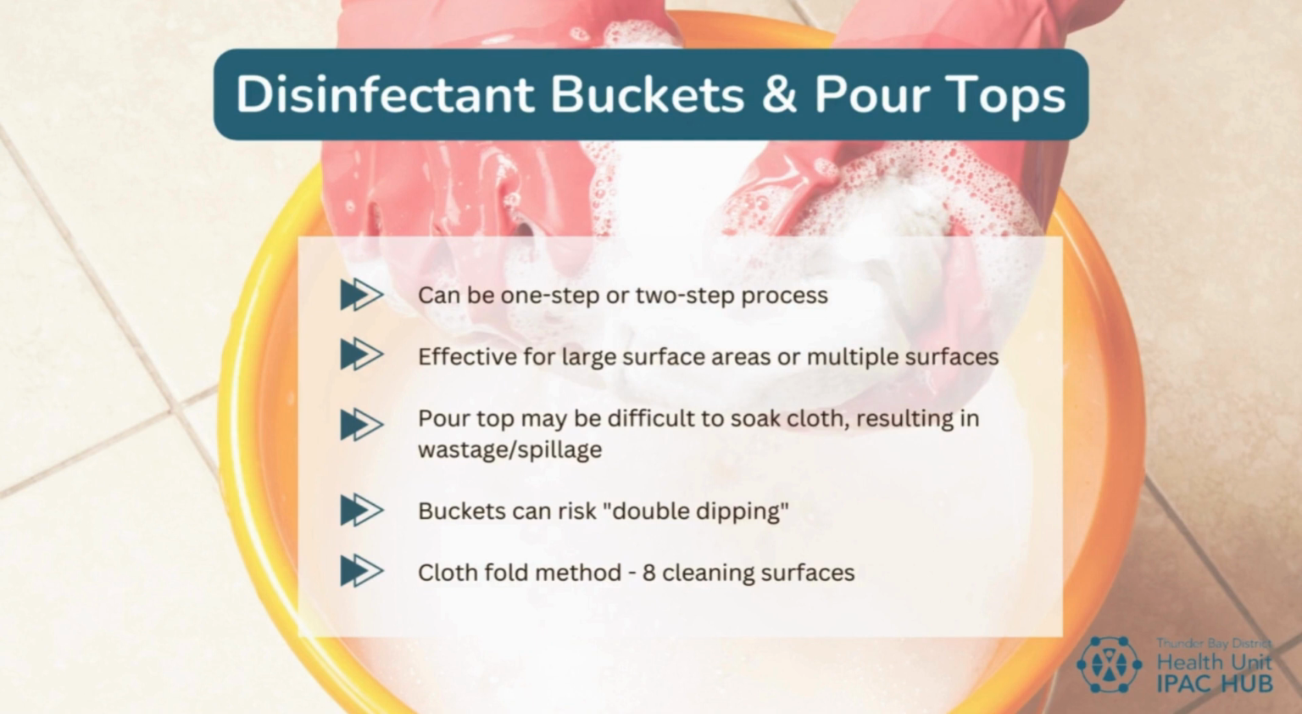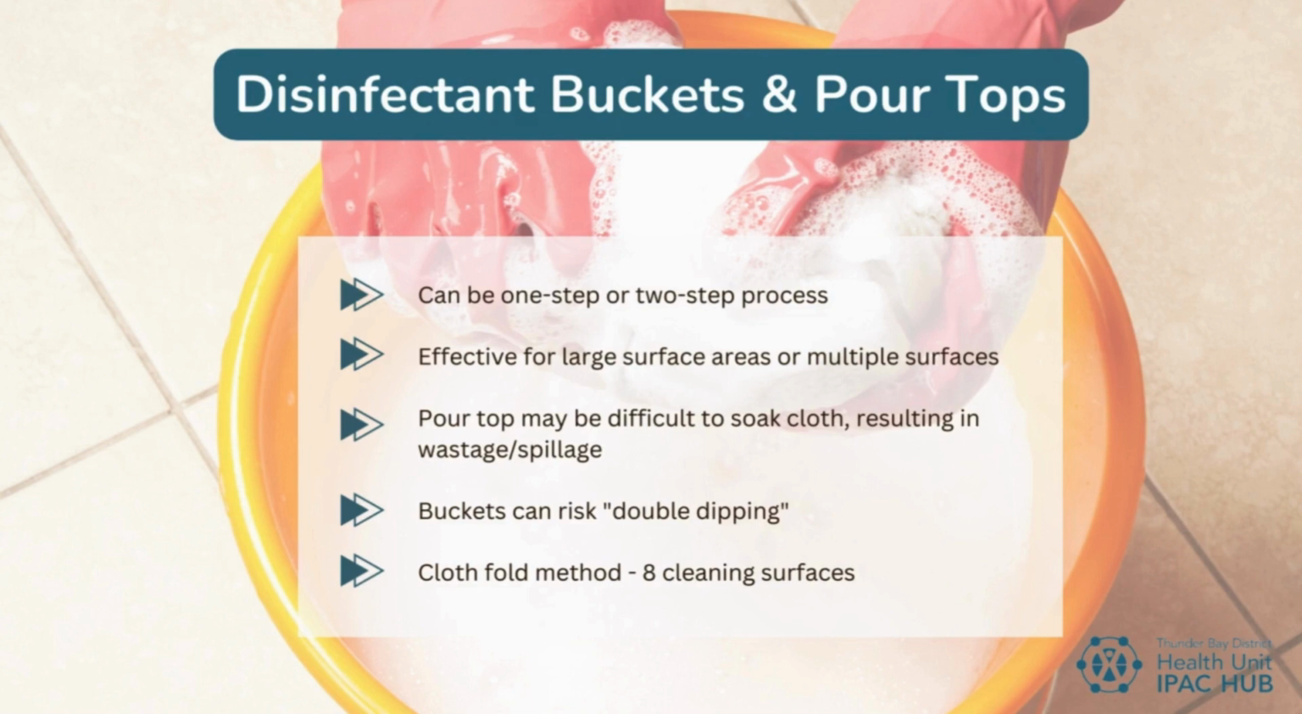Now we're going to move on to the bucket and pour top methods. So we just kind of combine these two into one slide. Again, this can be a two-step or one-step process depending on the solution of choice. With any method you pick, there are advantages and disadvantages. So pour tops may be difficult to effectively soak the cloth because you're trying to pour it onto a cloth in your hand. Therefore, that can reduce the amount of surface area or some product waste.